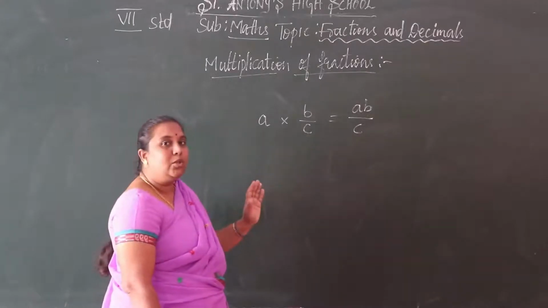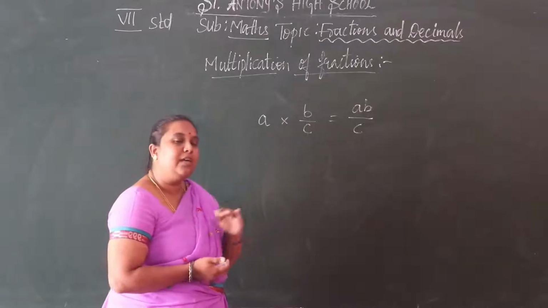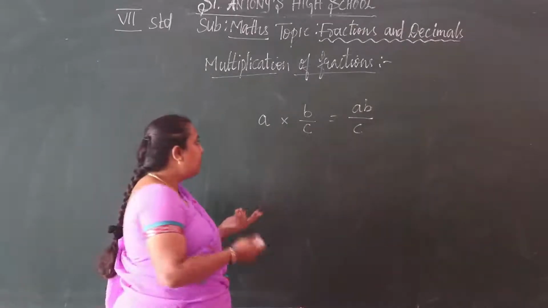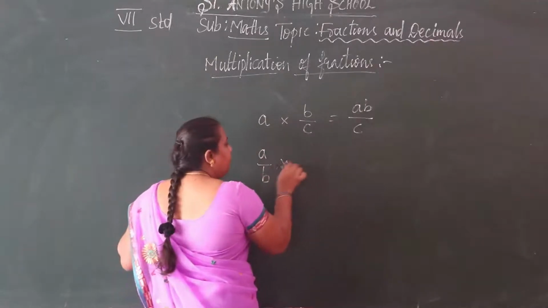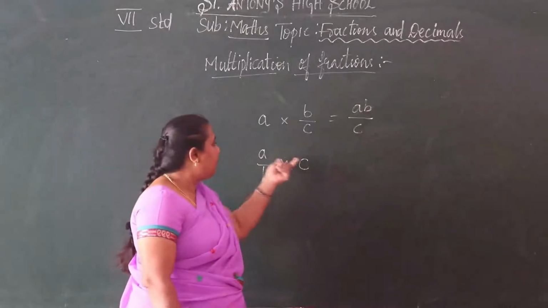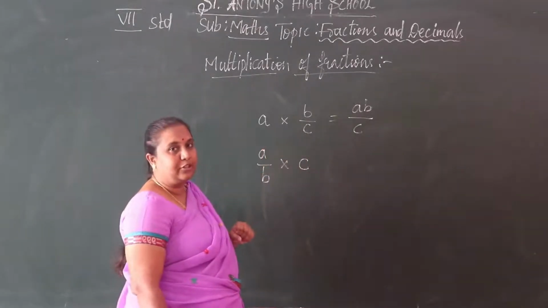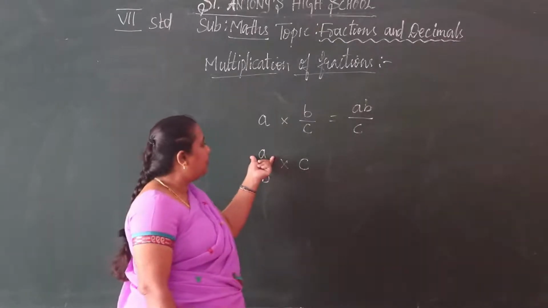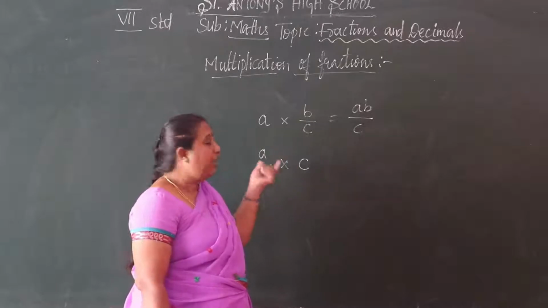Otherwise, you can have it the other way. First we have a fraction and then we have a whole number. So that also works the same. A by b is a fraction and we have c as a whole number. Now we want to multiply this whole number to the numerator of this fraction. So the numerator of the fraction should be multiplied by the whole number.